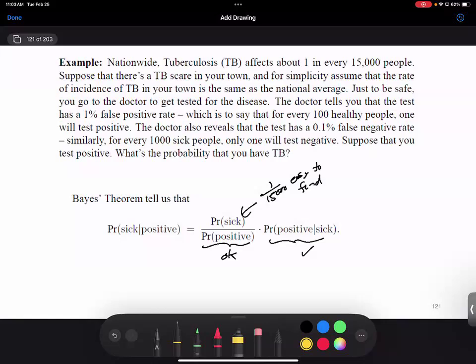What does that mean? That means that every time 100 healthy people go through and take the test, we expect 1 of them to test positive, even though they're healthy. So out of every 100 tests of healthy people, 1 will be reported as being sick. The doctor reveals that the test has a 0.1% false negative rate. So what that means is for every 1,000 sick people that go through, only 1 will test negative.